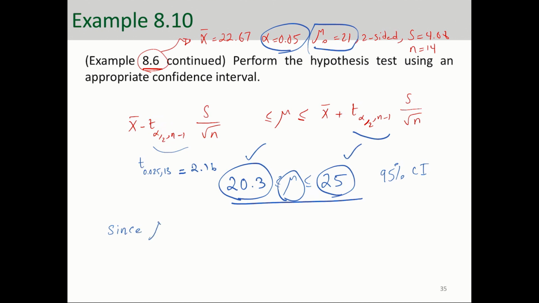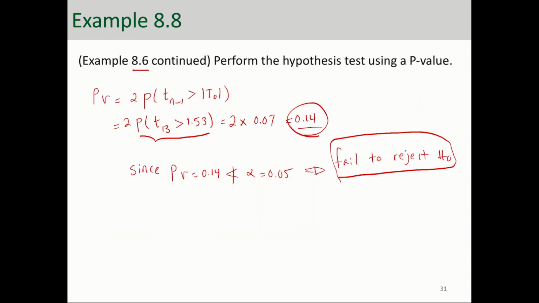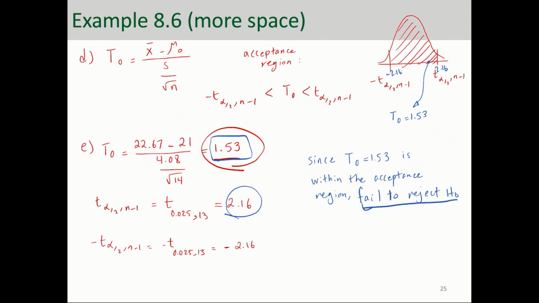So since mu naught of 21 is within the confidence interval, fail to reject the null hypothesis. And this is the same conclusion that we ended up with using the p-value, and the same conclusion that we ended up with using the critical region. So these three methods should always give you the same conclusion.